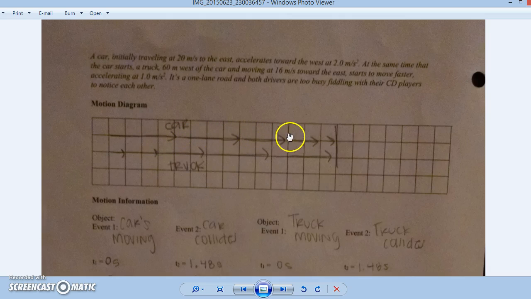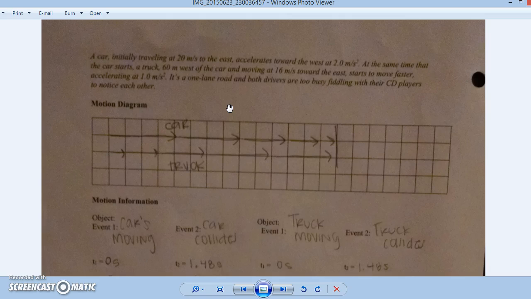And then the truck is also traveling at the same time. When the car starts, a truck 60 meters west of the car starts moving at 16 meters per second toward the east, and starts moving faster. So it's accelerating, but it's one lane traffic. So if this one's going faster and this one's going slower, they're going to come and hit at the same time. So that's a pretty graph.